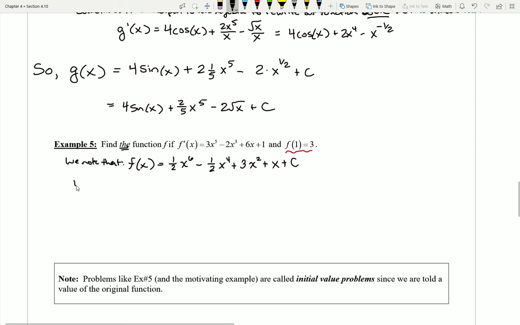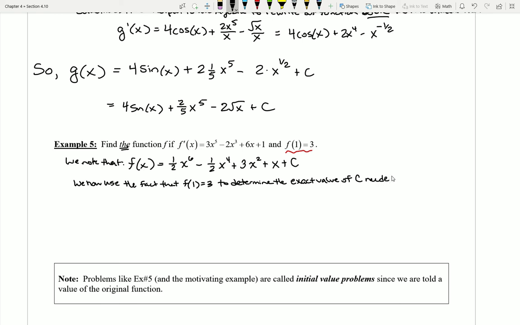So I'm going to go ahead and state that we now use the fact that f of 1 equals 3 to determine the exact value of c needed. Right? There's going to be some number here at the back to make the correct f function, but I'm going to use this to help. So here's how I would do it.